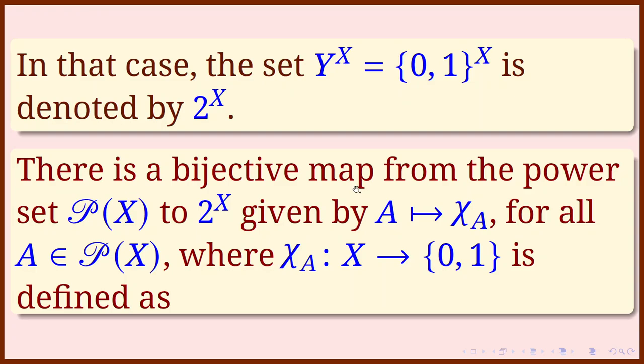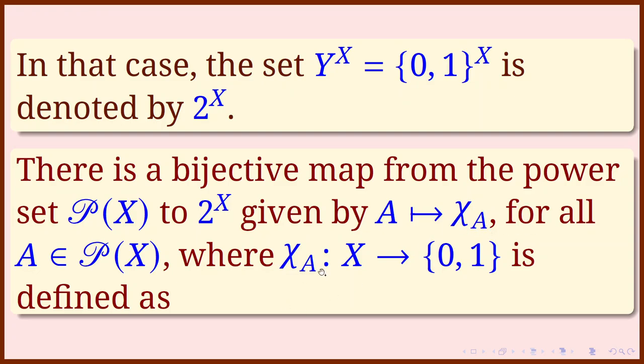There is a bijective map from the power set P(X) to 2 to the power X. So from the set of all subsets of X to the set of all functions from X to this doubleton set, there is a bijection. And this bijection is given by: you start with an arbitrary subset of X, that is capital A, and send it to a function from X to 2, which is given by chi suffix A.